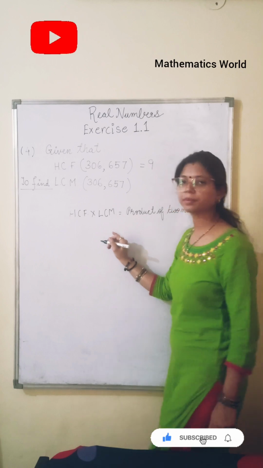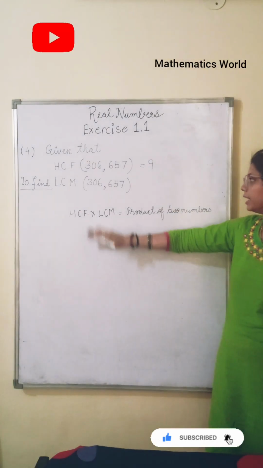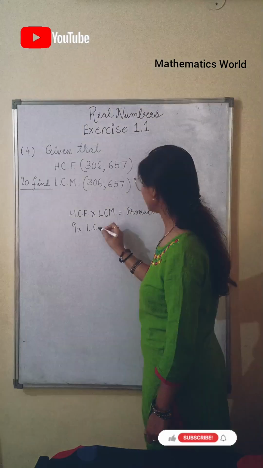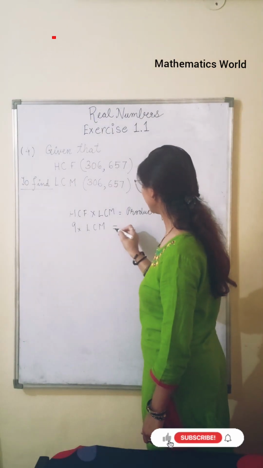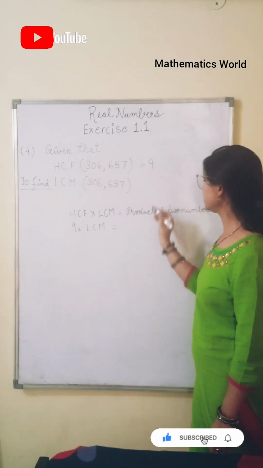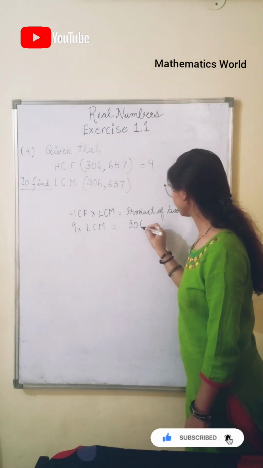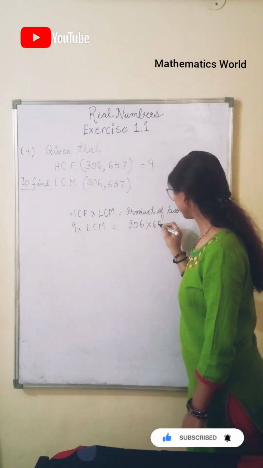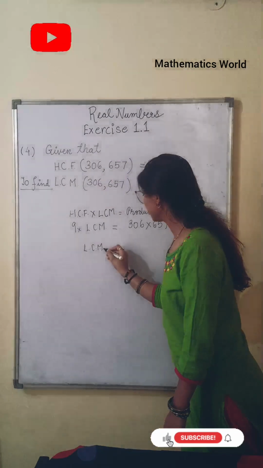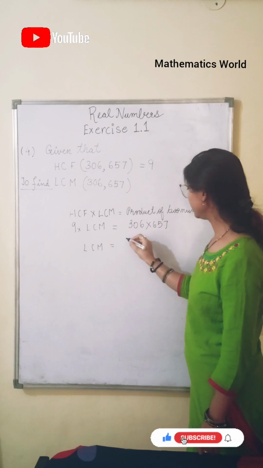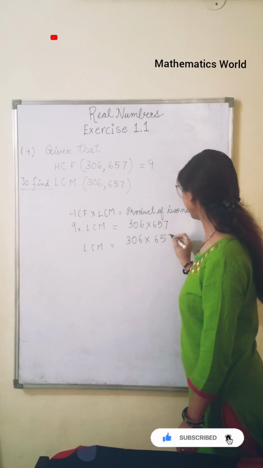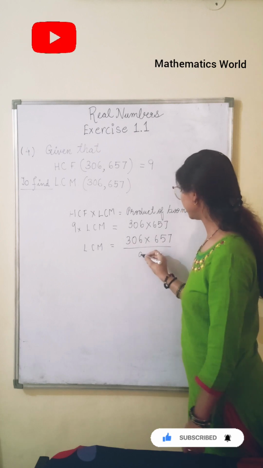अभी हमने सेकंड क्वेश्चन में इसको वेरीफाई भी किया है. सिंपली HCF की वैल्यू यहाँ पुट कर दो 9. LCM हमें फाइंड आउट करना है. LCM की जगह LCM ही लिख दो, और प्रोडक्ट ऑफ द टू नंबर्स कौन से हैं? 306 and 657. So LCM हम यही रहने देते हैं. 9 को will take to the right hand side. 306 into 657 divided by 9.